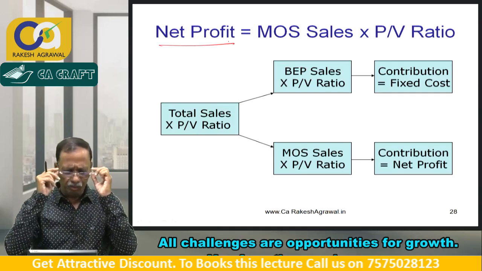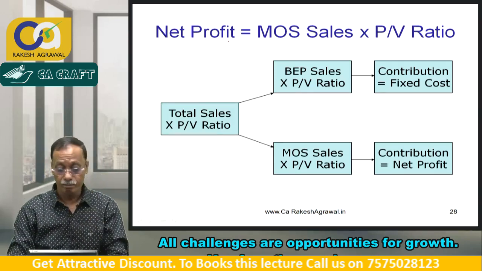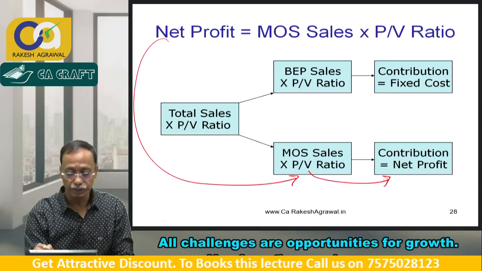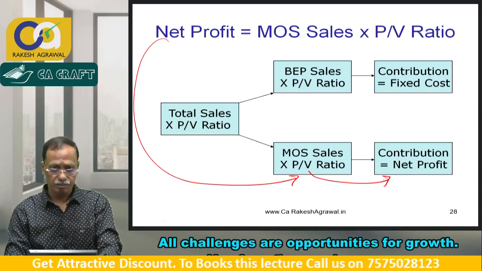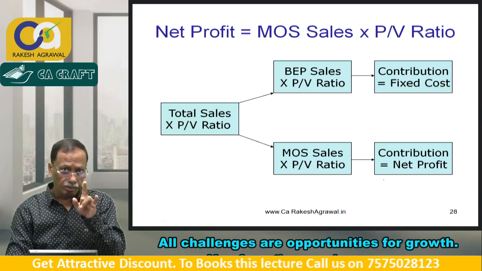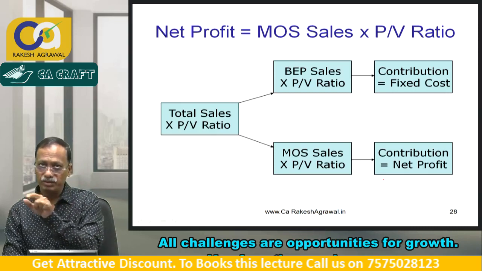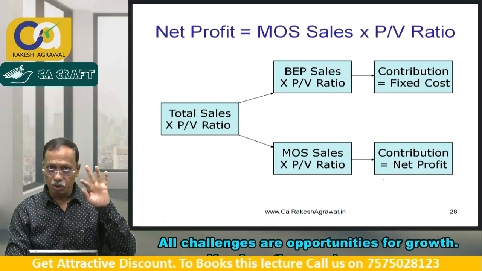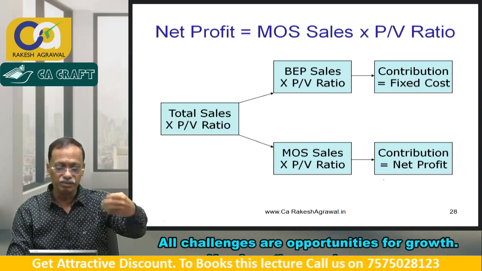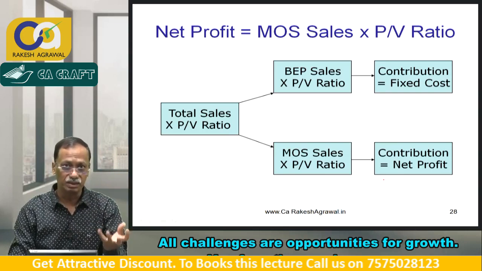I hope you have taken down whatever you wanted. This formula is derived here. This is how it is: MOS sales into PV ratio. So one last time I am repeating. Net profit is nothing but contribution earned by margin of safety sales. Because contribution generated by BEP sales is utilized to recover the fixed cost. Therefore, the remaining contribution generated by margin of safety sales results in net profit.